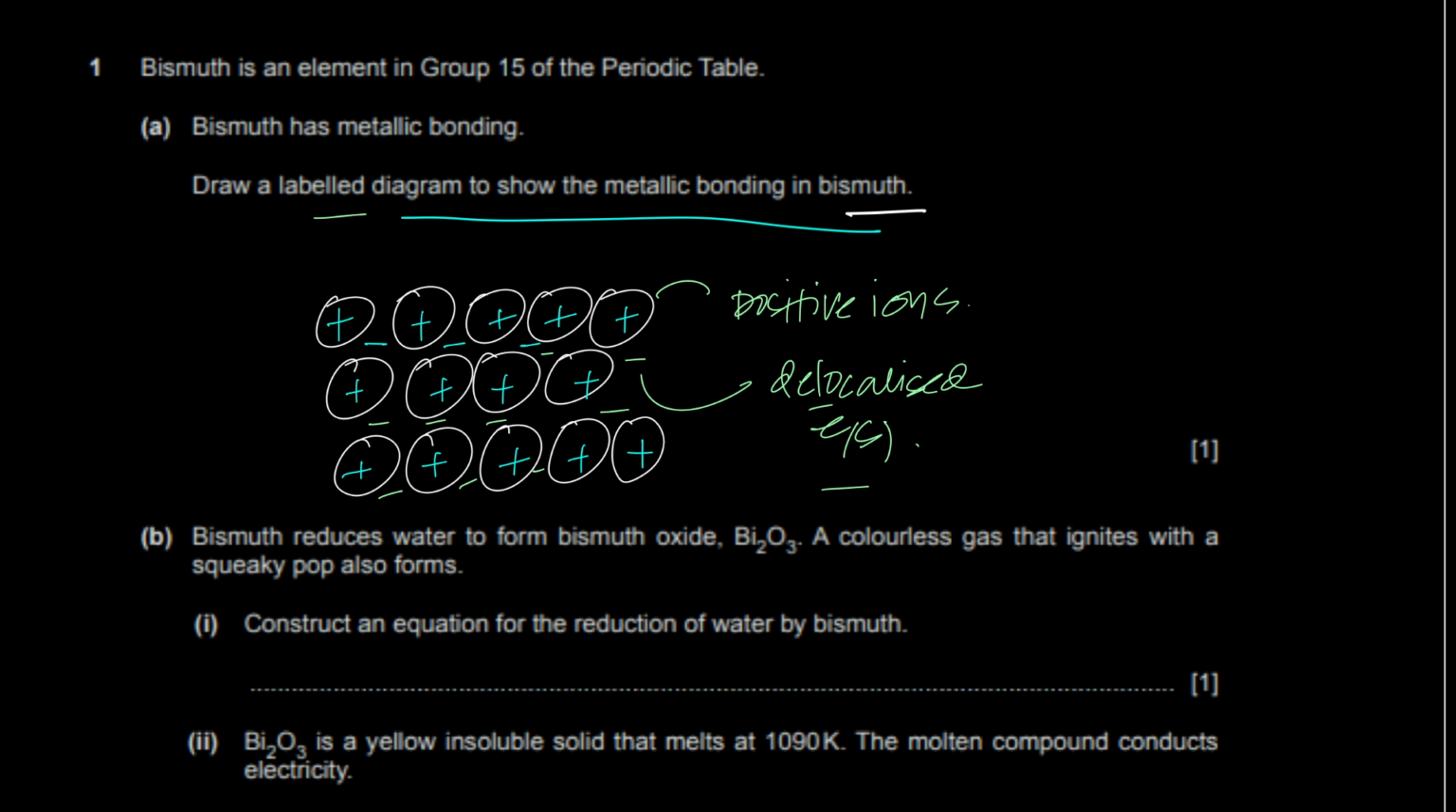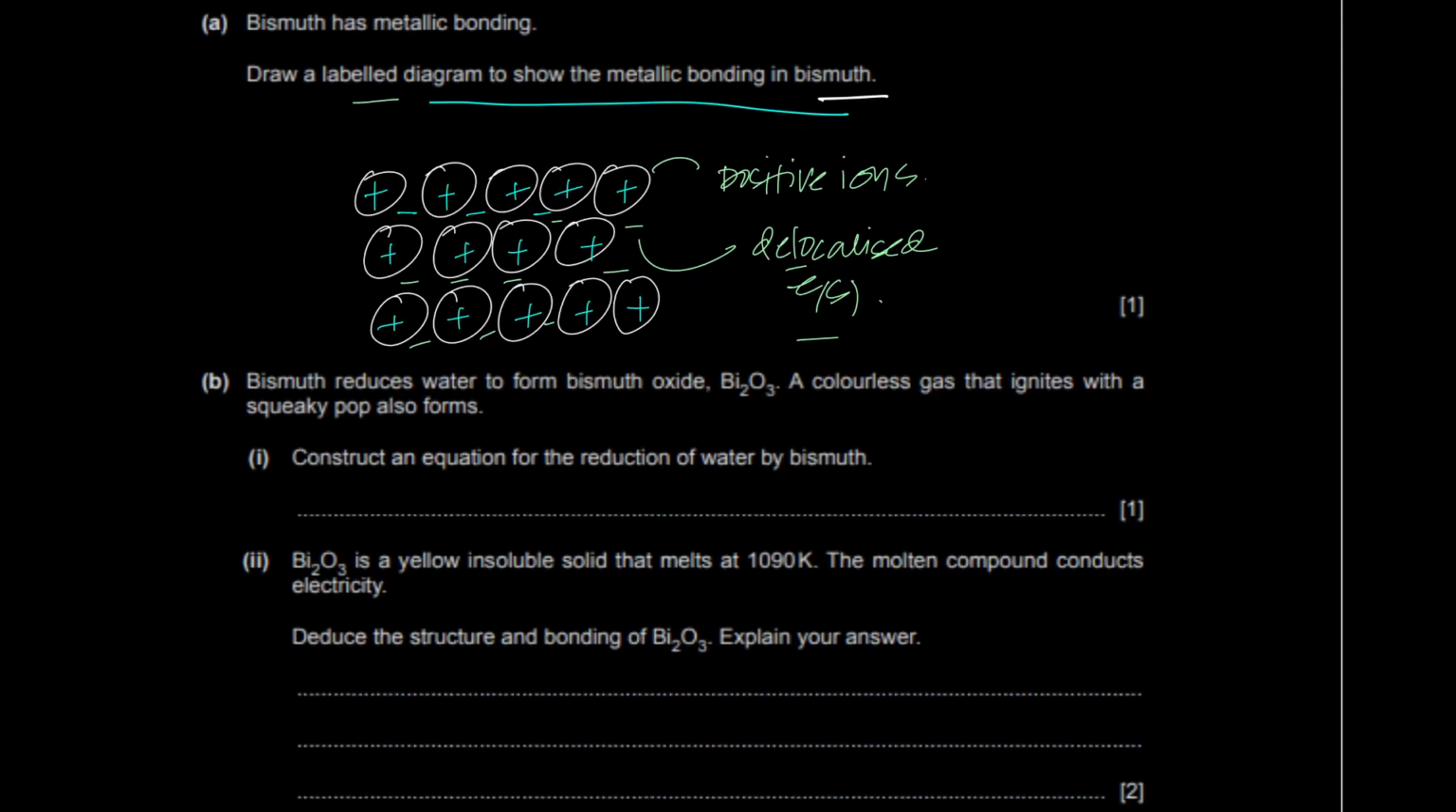Great stuff. Bismuth reduces water to form bismuth oxide. A colorless gas that ignites with a squeaky pop also forms. Construct the equation for the reduction of water by bismuth. This question shouldn't be here. Although if you want to look at it, you'll find this in chapter number 4. When we do chapter number 4, you'll get a hang of how to do this. It's just constructing the equation for the reduction of water by bismuth.